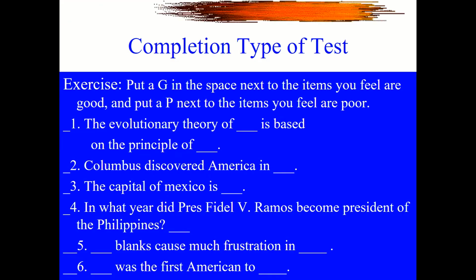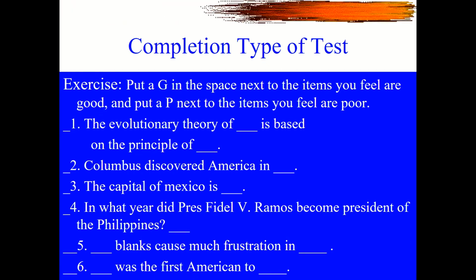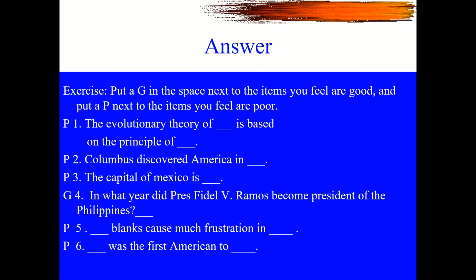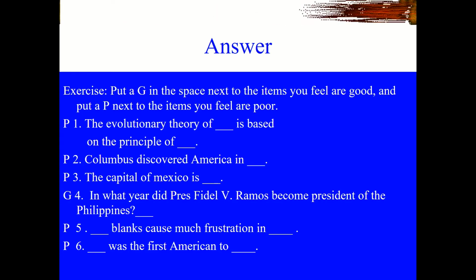Okay, let's have the completion type test. Let us try to study this one. So here are the faults. Items 1, 2, 3 are poor items. Also 5 and 6. So why are they poor?